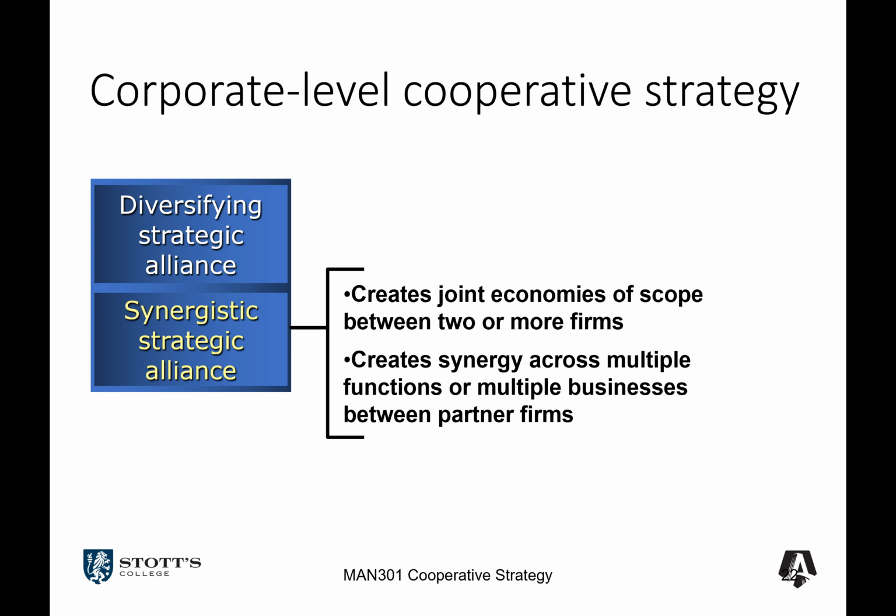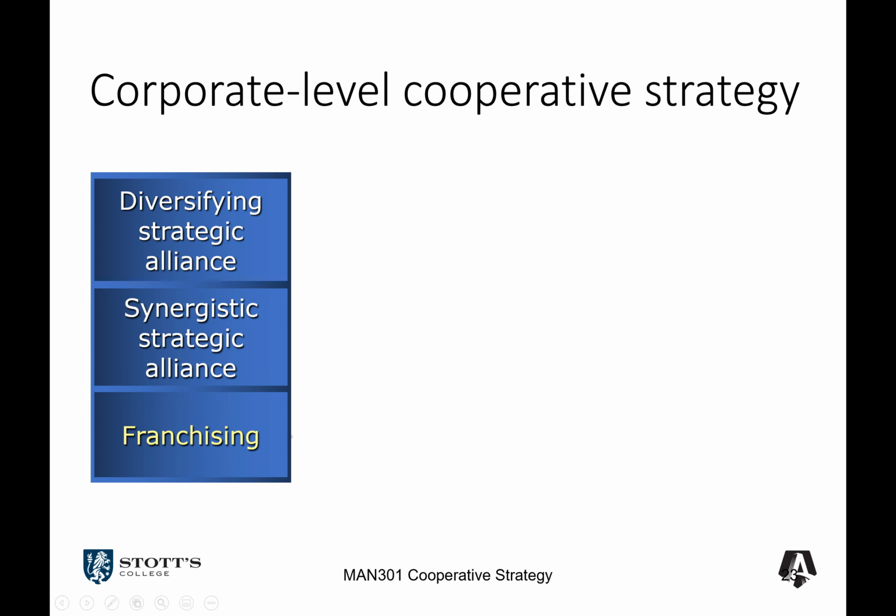A synergistic strategic alliance occurs when you're trying to get economies of scope between 2 firms. So you're creating synergy across multiple business functions or multiple businesses between the business partners. So you're attempting to reinforce what you're doing well and what they are doing well, but you're reinforcing those things within similar product range, similar business environments, similar national environments.